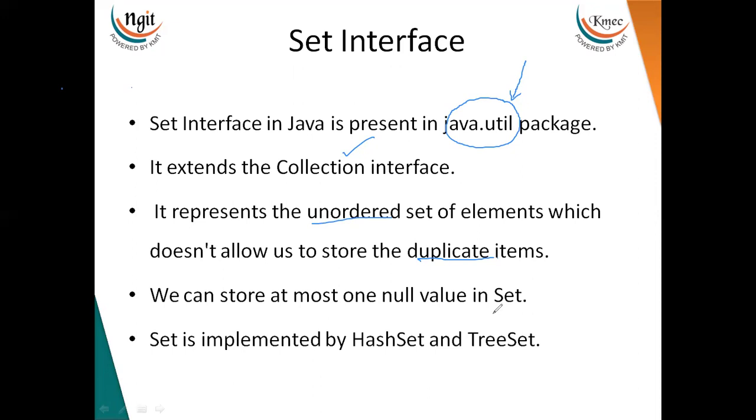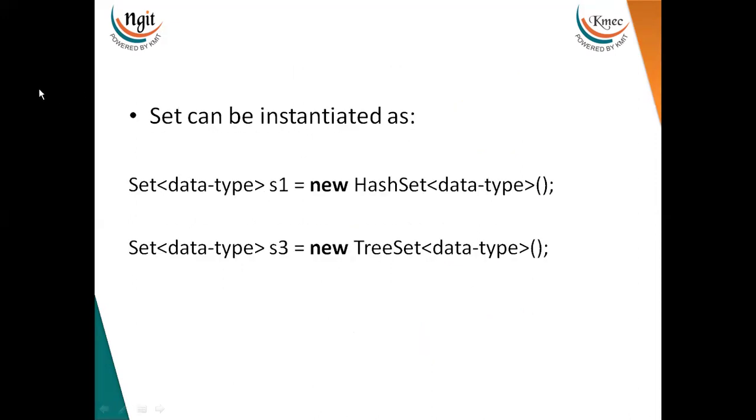And this set interface is going to be implemented by HashSet and TreeSet. Now we are going to see the HashSet and TreeSet classes. This is the way we use this set interface, the way of creating an object for the set interface. You can create a set of different data types like string or int, whatever data type is required, you can mention here. I'm creating an object for the HashSet, and in the same way, you can also create an object for the TreeSet.